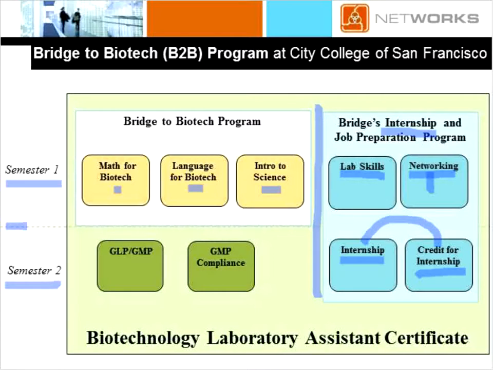So that's briefly what our program is, and I'll go into more depth about, of course, these classes and how they help. Basically, the math class supports the science class, and the language class supports the science class, with this being the target goal here.